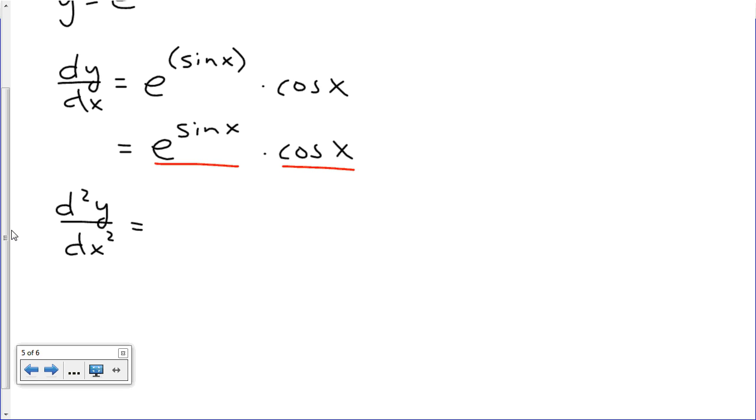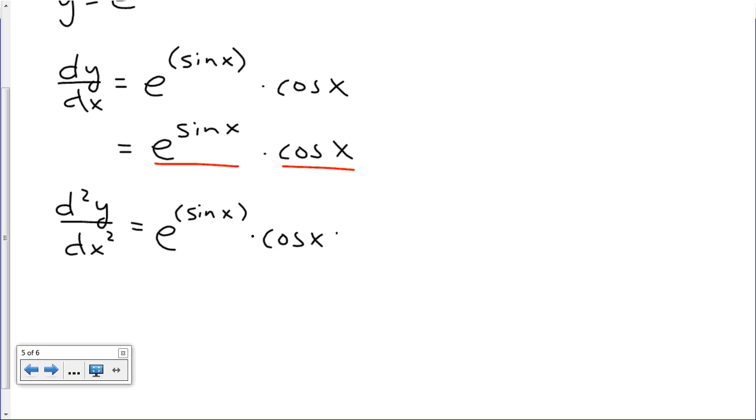It's a composite function, so follow chain rule. It's e to some power. It's derivative of the outside. Chain rule says you substitute in the inside function next, sine of x. And then finally, we multiply that by the derivative of the inside, which is cosine of x.